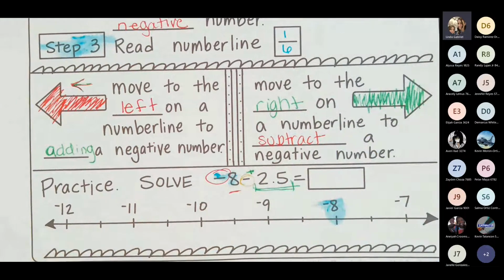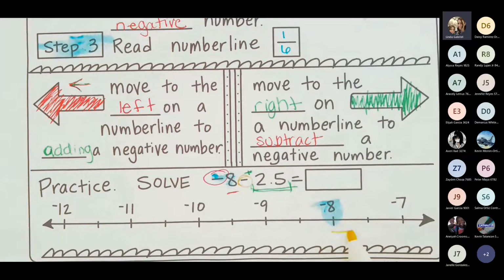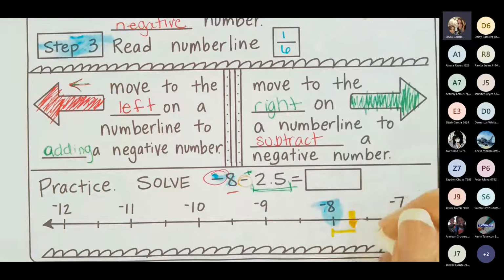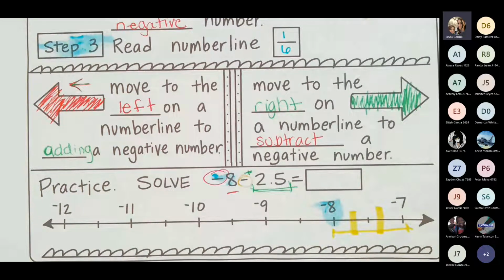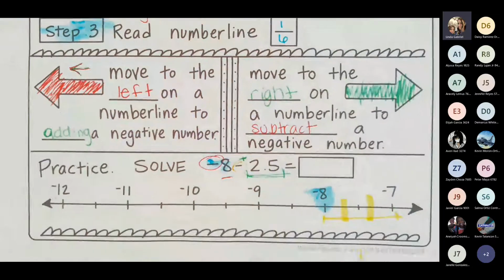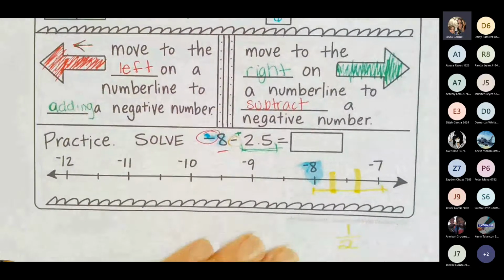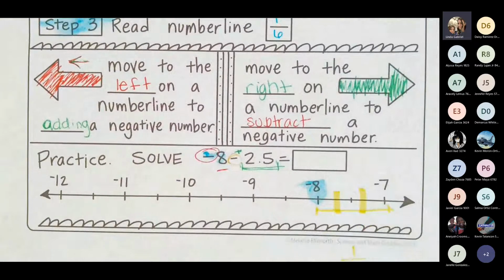If I look at my number line, I know that each number is divided into 1, 2 sections, right? So my denominator is going to be 2. So each little line is worth 1/2. So I have negative 8.